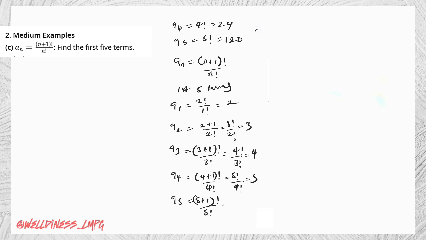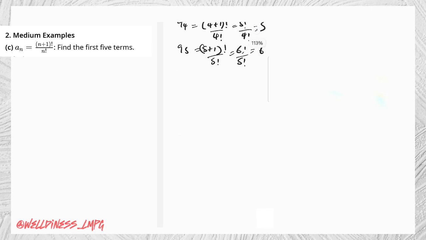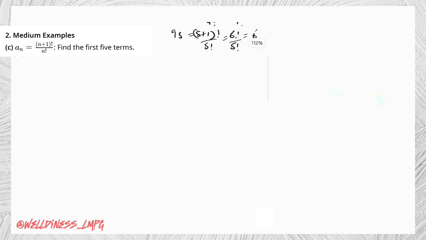Now for A5, we have 5 plus 1 factorial divided by 5 factorial. So 5 plus 1 factorial will give you 6 factorial divided by 5 factorial. And you know that 6 factorial is the same thing as 6 times 5 factorial. So 5 factorial will cancel out 5 factorial, and the final answer will be 6.